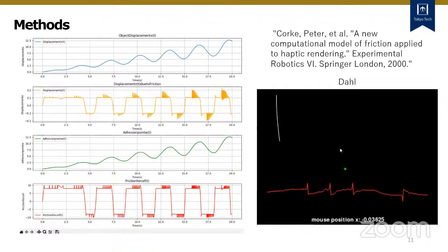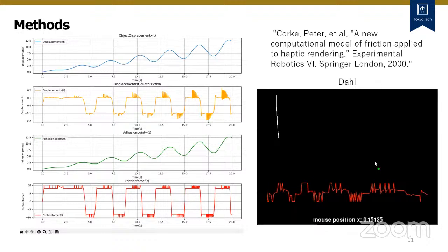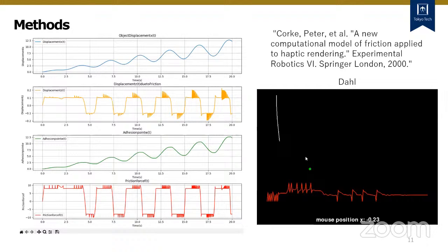During low speed sliding there is a signal, but no such signal during high speed sliding. Now it's low speed, and now it's a fast speed, so the signal was not so much. You can see this part. So it can simulate the sticky sensation of the finger when starting to slip.